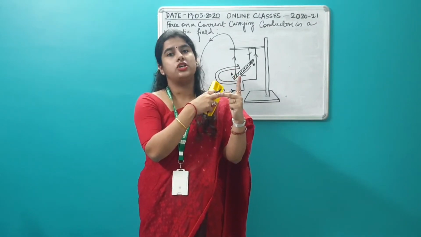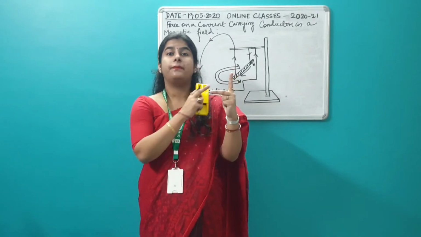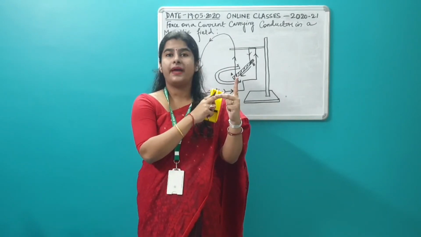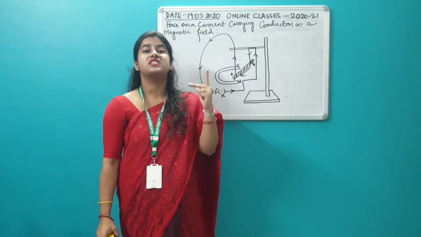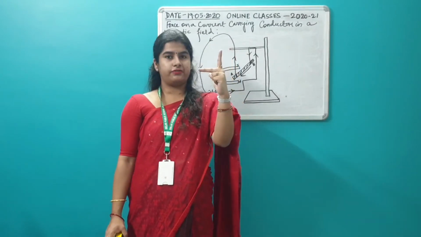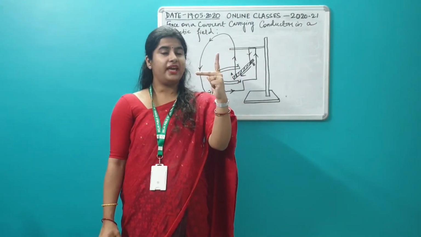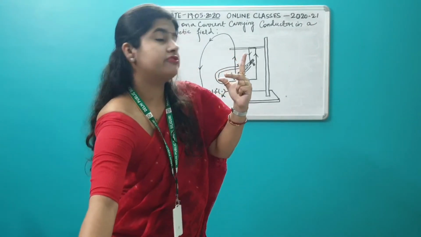The displacement of the conductor will be maximum. Or you can say the magnitude of force will be maximum. Magnitude means amount of force. This is known as Fleming's left-hand rule. You can just place it as I have done. Please try it along with me. Once again, I am repeating Fleming's left-hand rule.